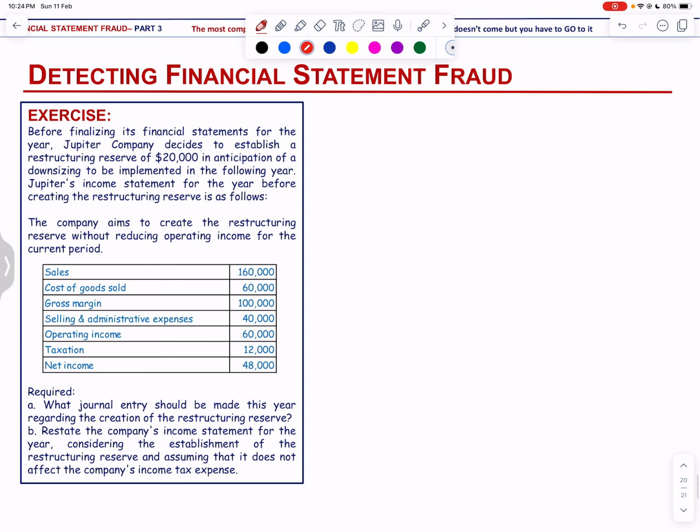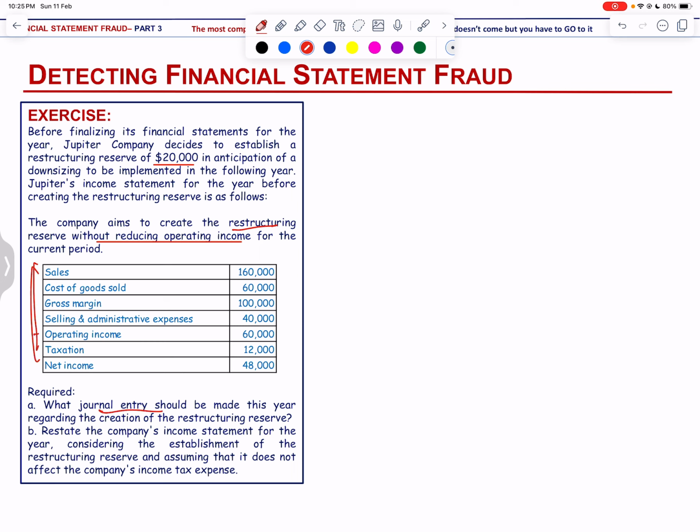Okay, before finalizing its financial statement for the year, Jupiter Company decides to establish a restructuring reserve of 20,000 in anticipation of a downsizing to be implemented in the following year. Jupiter's income statement for the year before creating the restructuring reserve is as follows. The company aims to create the restructuring reserve without reducing operating income for the current period. And this is what the information is.